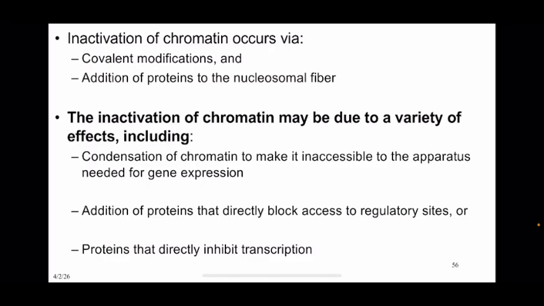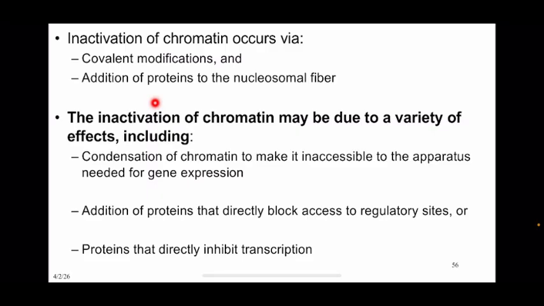Inactivation of chromatin occurs via two ways. We know covalent modifications, and we also know the addition of proteins to the nucleosomal fiber. These are the two ways a chromatin can be inactivated. Covalent modifications include removal of acetyl groups or methylation of the histones or the DNA, and also the presence of some proteins.